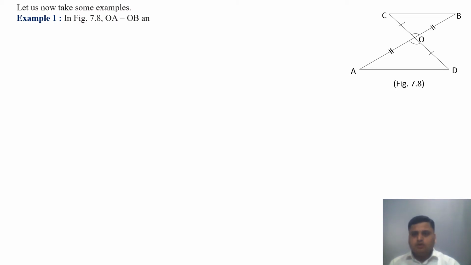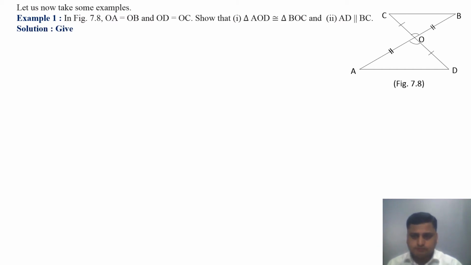In this figure, OA, this mark is also visible, that OA is equal to OB and OD is equal to OC. We need to show triangle AOD is congruent to triangle BOC. And the second part that we need to show is AD is parallel to BC. Let's see how to prove.